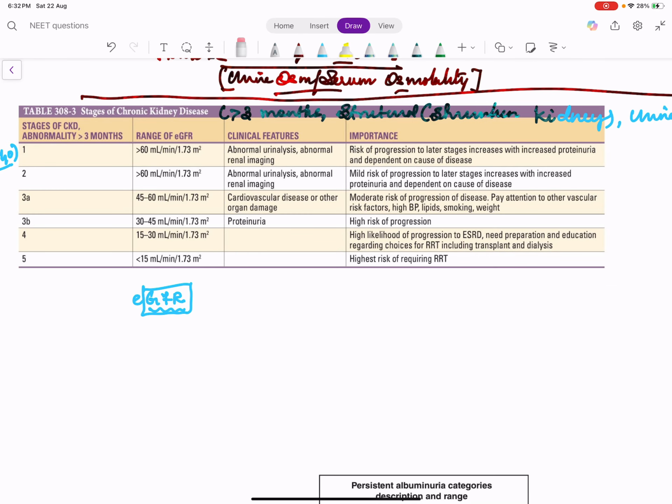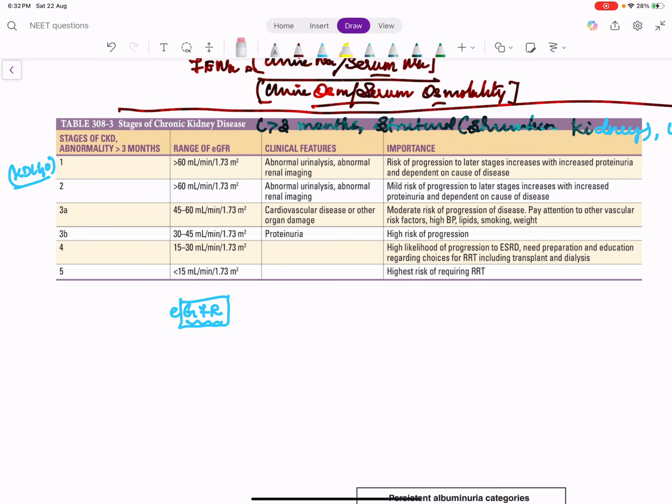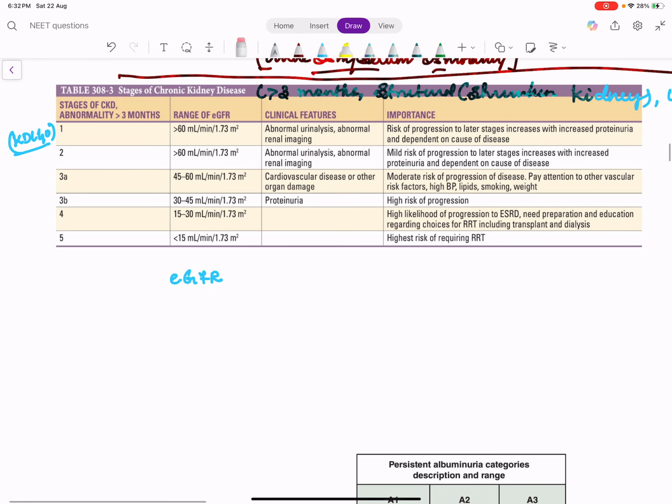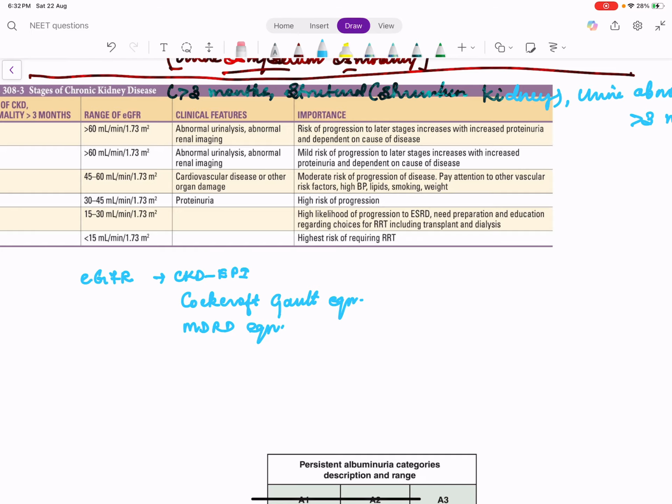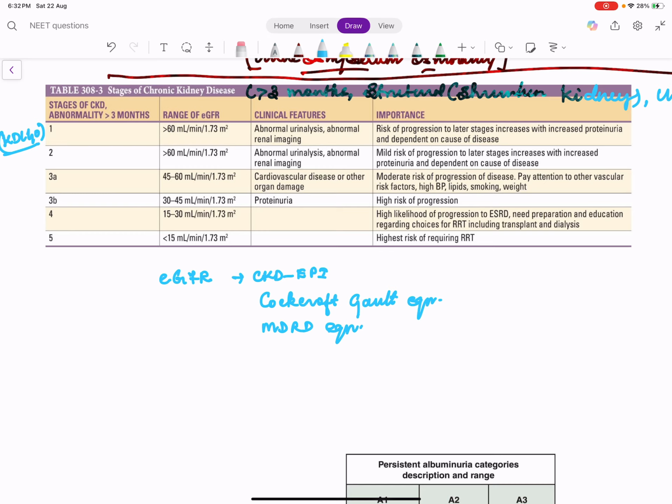Instead, with common measures like creatinine, we can calculate something called estimated GFR. There are some formulae to calculate this estimated GFR, like the CKD-EPI equation, the Cockcroft-Gault equation, and the MDRD equation, Modification of Diet in Renal Disease. So with some of these formulae, we can calculate eGFR. Calculators are available for the same. Normal GFR is 90 to 125 ml per minute per 1.73 square meter of body surface area. This is the formula.